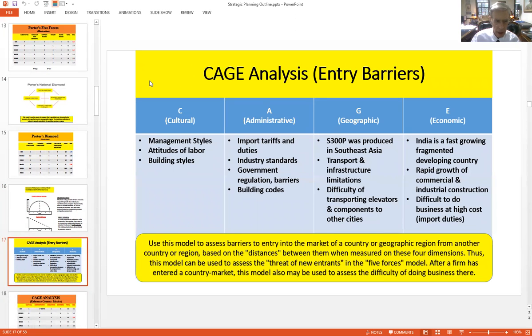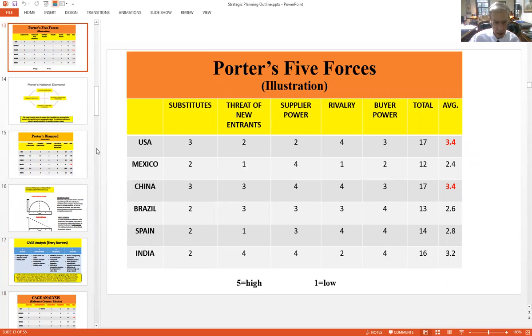Okay, now back to the 5 forces. Let me see if I can get that up here real quick. You can see that we have a threat of new entrants here. How could we analyze the threat of new entrants? Well, I'm glad you asked.